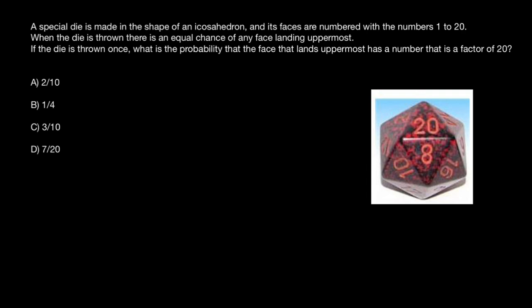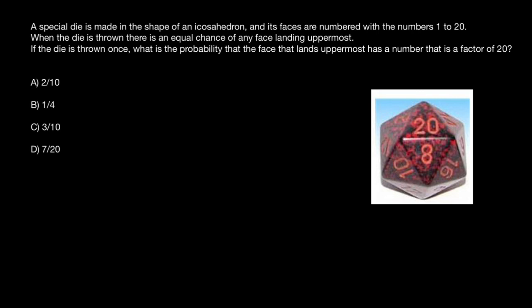Today we are going to solve a simple probability problem. A special die is made in the shape of an icosahedron and its faces are numbered with the numbers 1 to 20. When the die is thrown, there is an equal chance of any face landing uppermost. If the die is thrown once, what is the probability that the face that lands uppermost has a number that is a factor of 20?